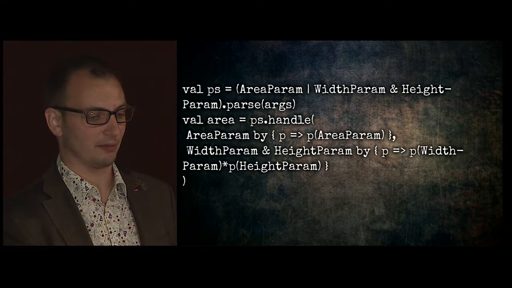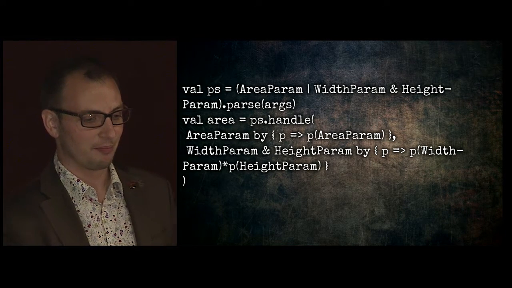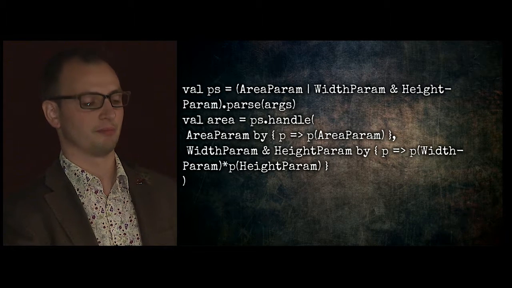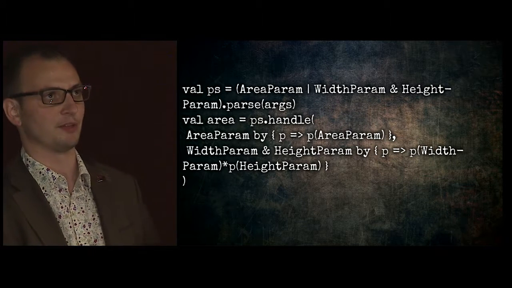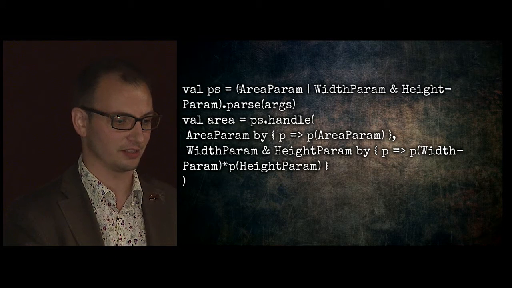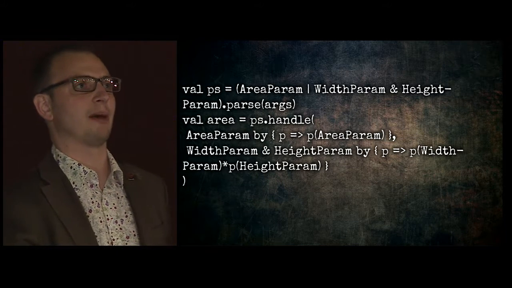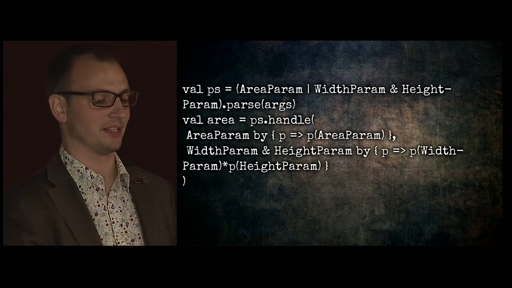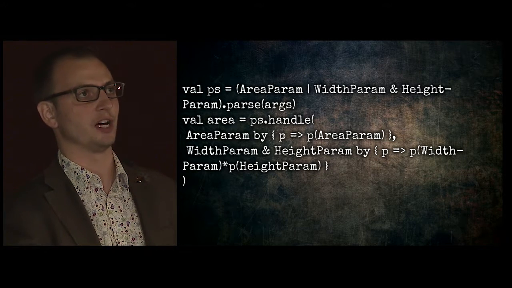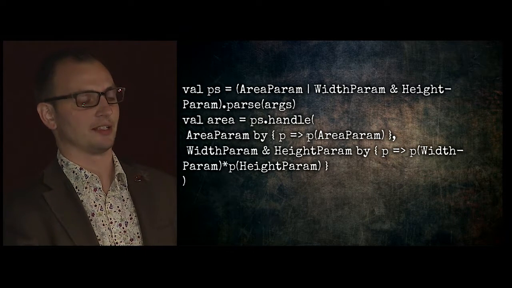The return type from this handle method is going to be the lub of the return types of these lambdas. Now, P of area param, this will always succeed because the type of P, the type of this parameter, is this left-hand side here. Area param, does area param have an area param in it? Well, yes, it is. That is what it is. So this will be guaranteed to succeed. And the type that gets inferred for P, the P in this lambda here, ensures that.